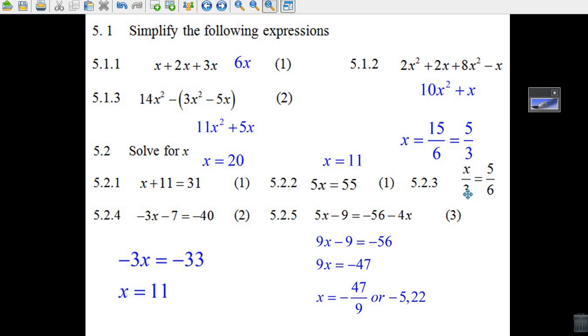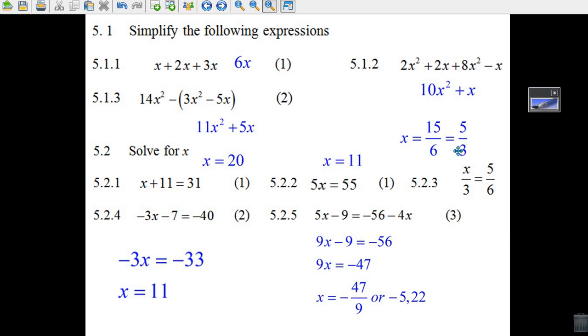Now here you're dividing x by 3. To solve this equation, you've got to do the opposite of dividing by 3. You've got to multiply by 3. In fact, you have to go 5 multiplied by 3. If you multiply by 3 here, it cancels, and you get your answer of x, which is 15 over 6. Just reduce it. If you go 15 divided by 3, you get 5.